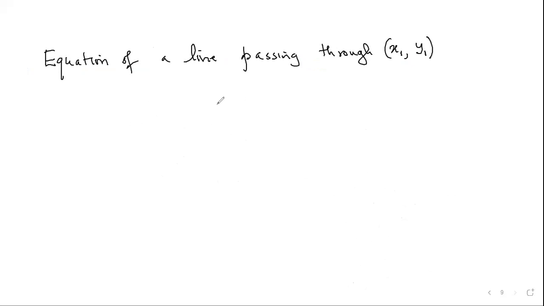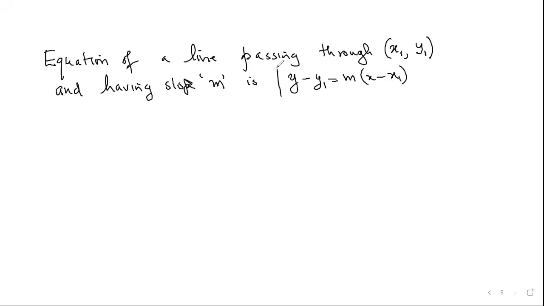Equation of a line passing through x1, comma y1 and having slope m is y minus y1 is equal to m into x minus x1. This is a formula that we require.